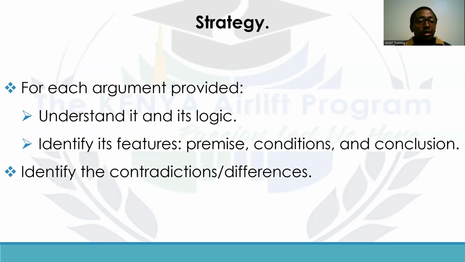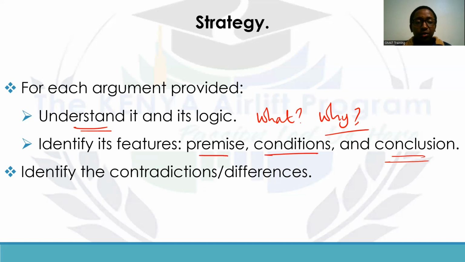So how do you handle these questions? For every argument provided, make sure that you first identify if there is one argument or more than one argument. Wherever you find an argument, first try to understand what the argument or the conclusion implies and the logic behind it. So we are saying the what, that's the conclusion or argument, and the why. Why did the author conclude that way? And then you identify its features, meaning identify the premise, the conditions, if any, and the conclusion.